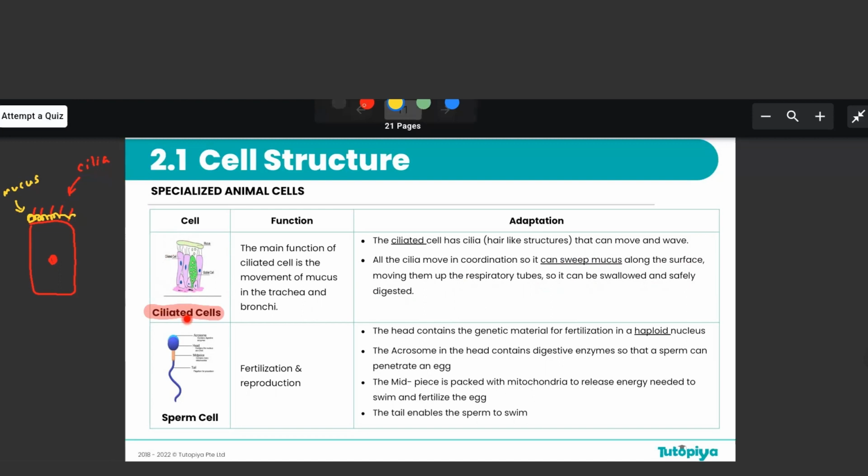All right, so now we move on to the next specialized cell. This is found only in males, the sperm cell, the male gamete cell. Now, the sperm cell, as we all know, is involved in sexual reproduction and fertilization. And if we consider this male gamete cell, the sperm cell, here's what it looks like, as you can see in the diagram next to this as well.